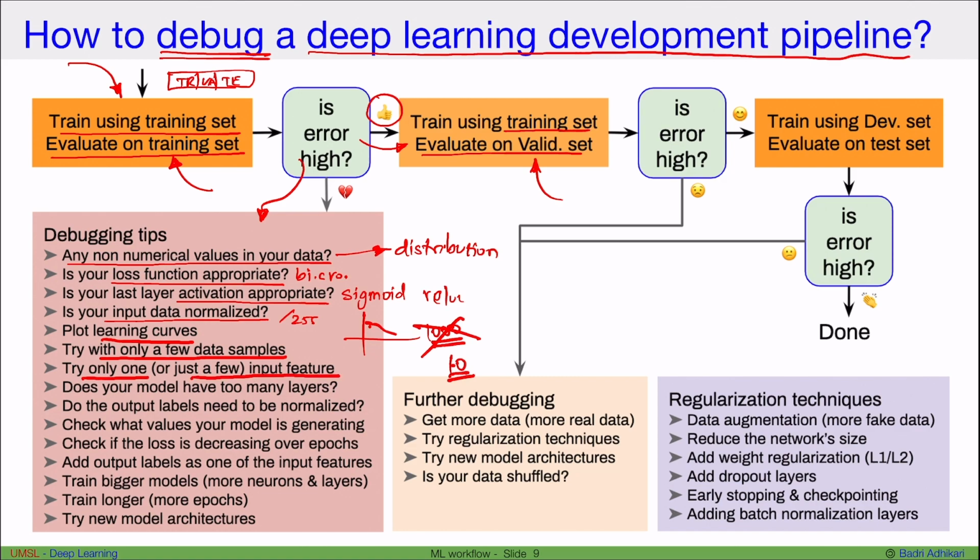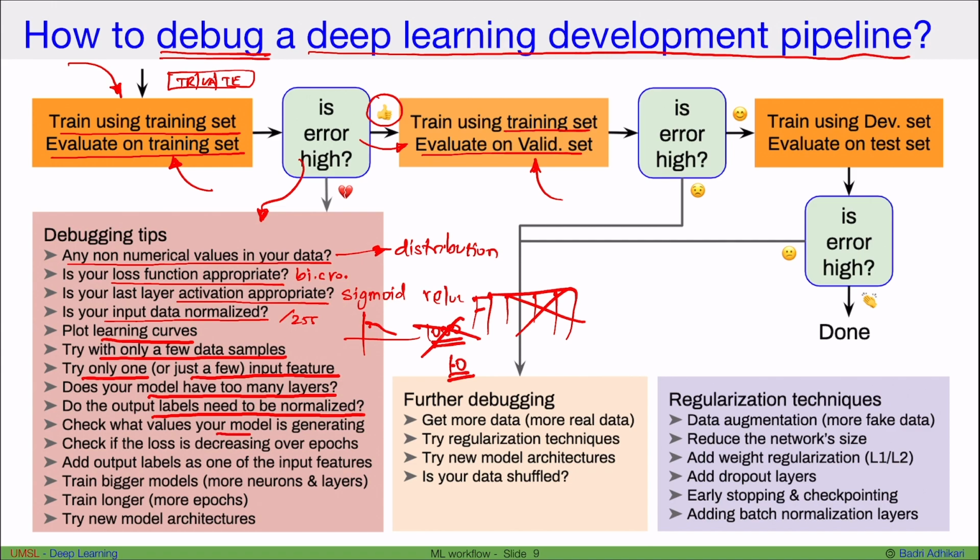And then if that still doesn't work, try only one example or just a few input features. So here, not examples, but actually input features. If you have tabular data, then you may want to cut out all the columns and only keep 2 or 3 important columns as input. You also want to check, does your model have too many layers? Decrease the number of layers and see if that helps. Sometimes your output labels may be too large in range. Do those need to be normalized? You may want to consider that.